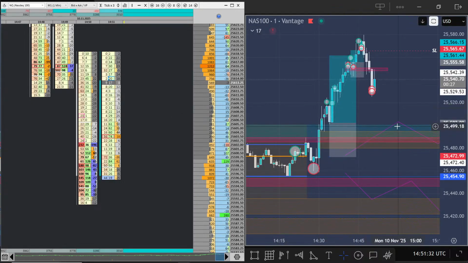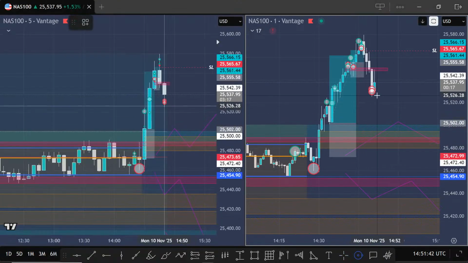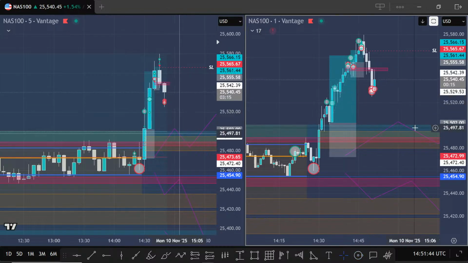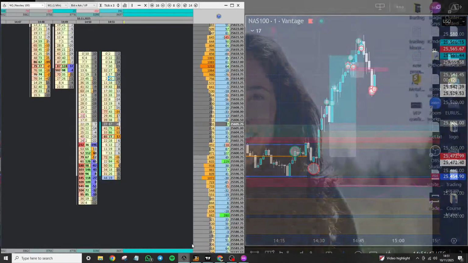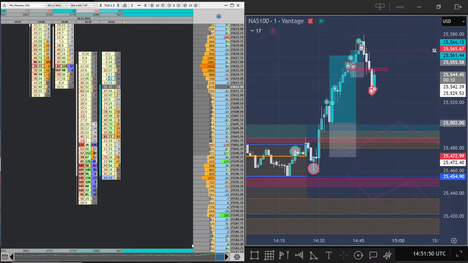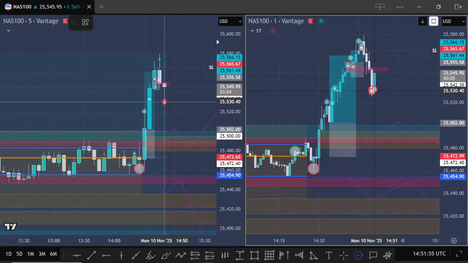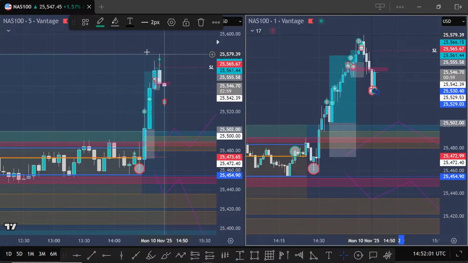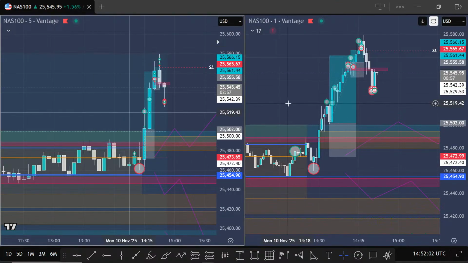Oof. It's interesting. A lot of sells. An aggressive buy as well. One buy in there. So arguably that is buyers defending.